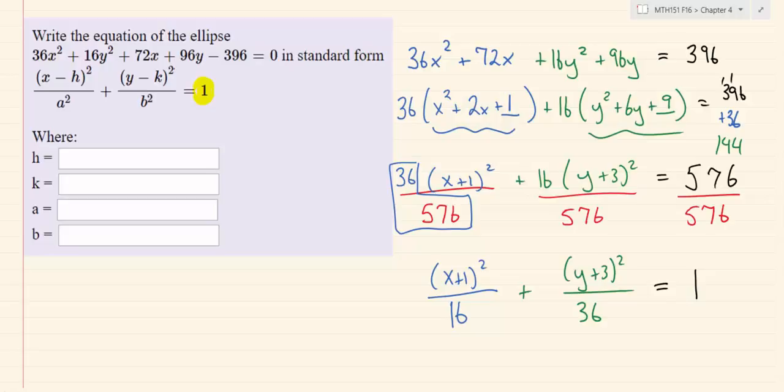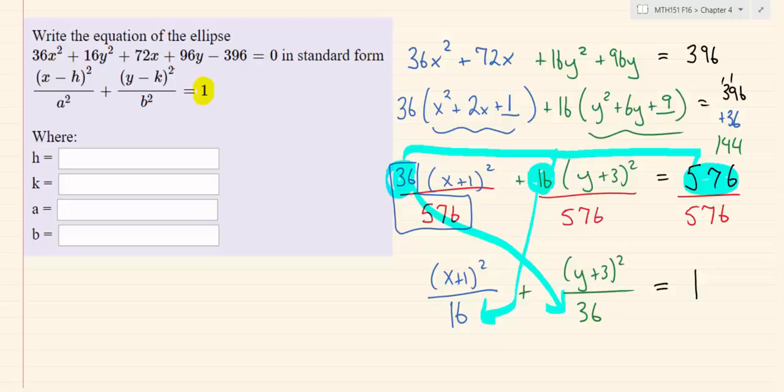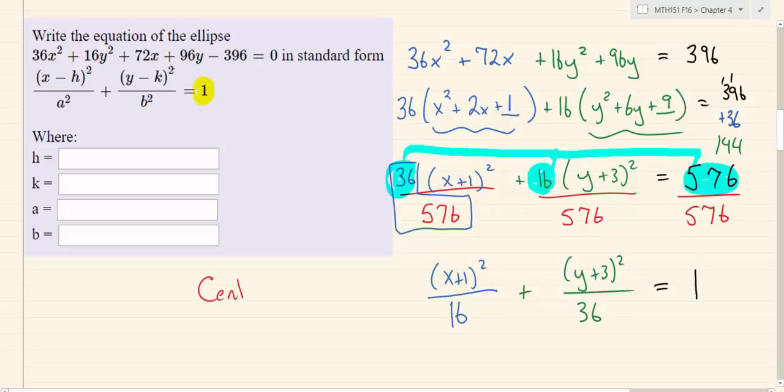There's a couple of very nice things that happened here. Number one nice thing: this number times this number is this number. So now when you divide, you know that this 16 is going to be that number, and this 36 is going to be that number. The other nice thing is that 16 and 36 are both perfect squares. Where is the center? Negative 1, negative 3. What is r sub x? And what is r sub y?